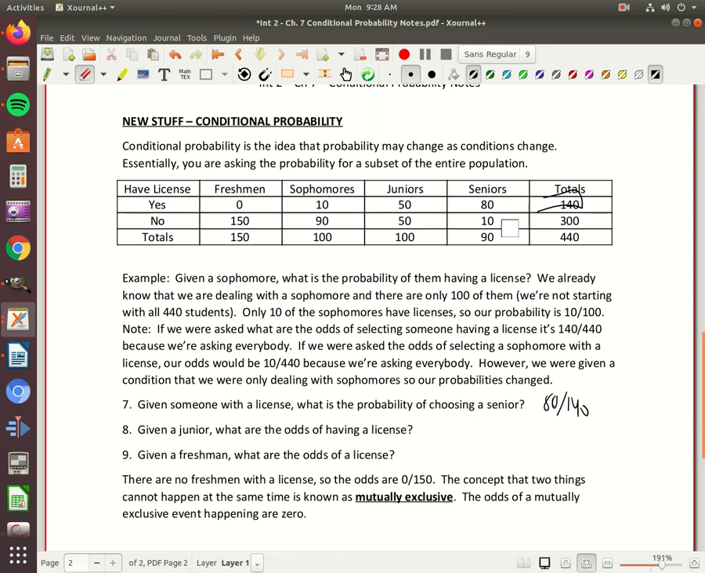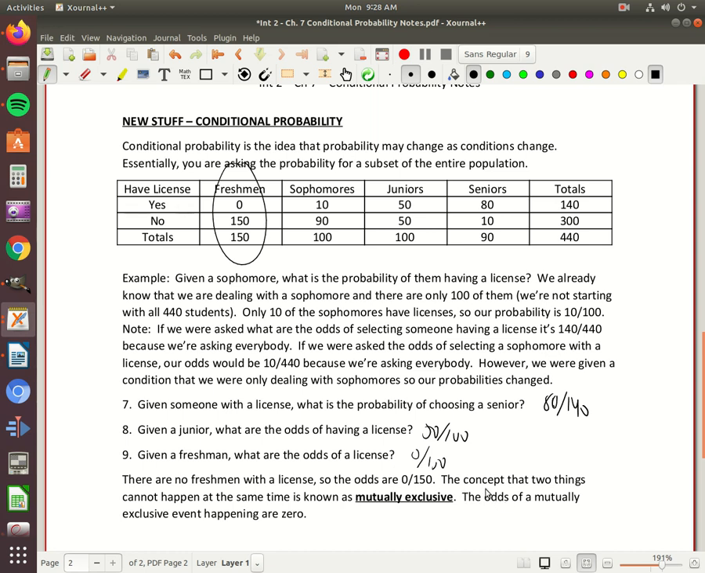All right. It says, given a junior, what are the odds of having a license? We're only talking about juniors. It looks like the odds of having a license are 50 out of 100. Given a freshman, what are the odds of having a license? It looks like it's 0 out of 150. And by the way, it says, notice there are no freshmen with a license, so the odds are 0 out of 150.